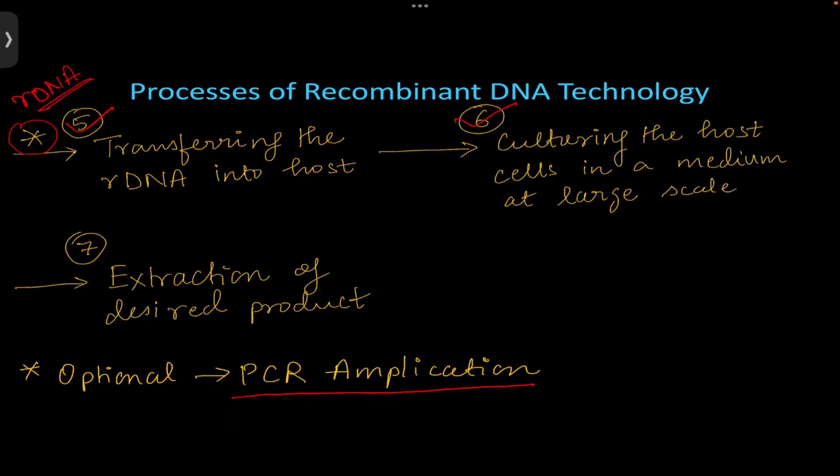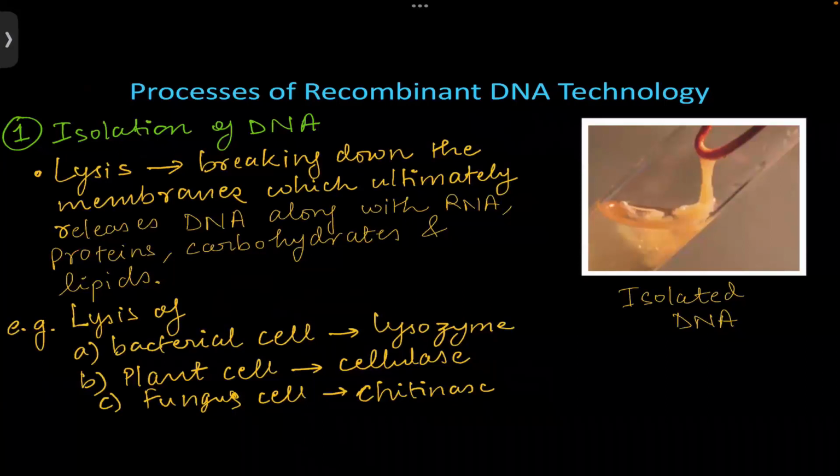Because you want to get the protein which your foreign piece of DNA, or the gene of interest you selected, codes for. Okay, so you want to get that particular protein. So that is your last step: extraction of the desired product, that is, the desired protein. Now let's understand each of these steps one by one.